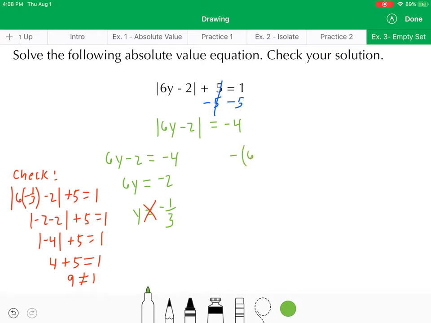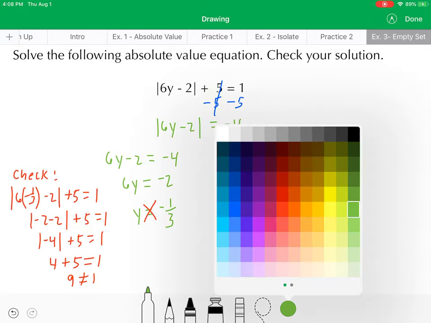Take the negative: 6y minus 2 equal to negative 4, or 6y minus 2 is equal to 4. 6y is equal to 6. y equals 1. Oh, it's an integer. That's nice. Let's check it.